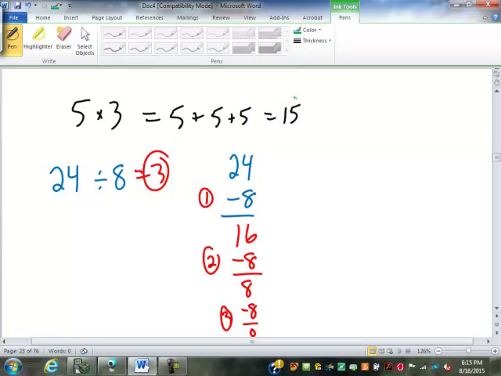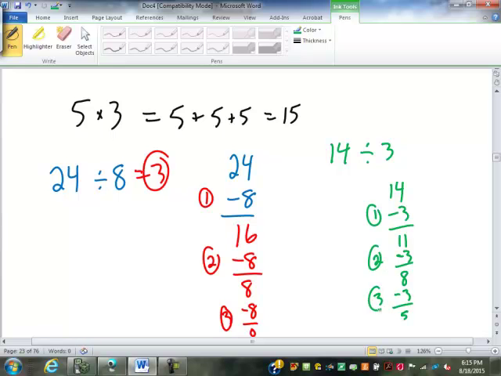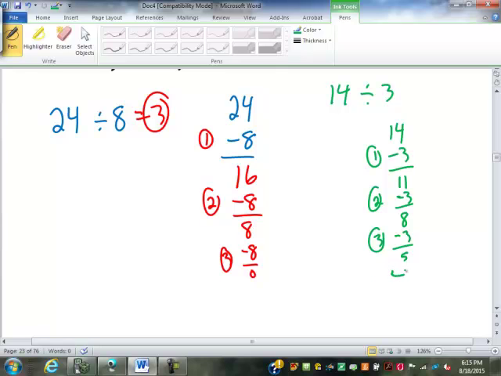If there's something left over, that's where our remainder comes from. So we have 14 divided by 3. 14 minus 3 is 11, that's once. Minus 3 again is 8, that's twice. Minus 3 again is 5, that's 3 times. Minus 3 again is 2, that's 4 times. We can't subtract 3 anymore. So that's telling us that 14 divided by 3 is 4 with a remainder of 2. Now we'll look at other things we can do with that remainder in a little bit, but for now, that's where the remainders come from.